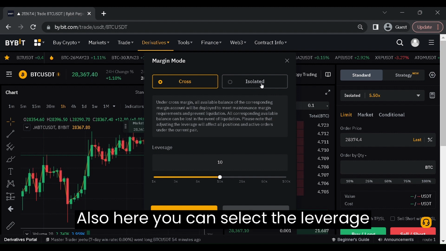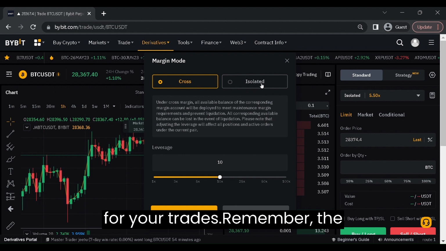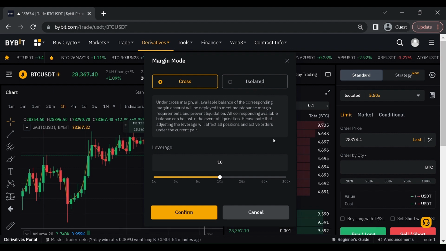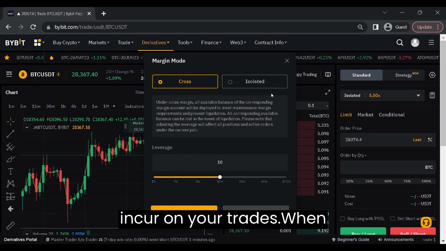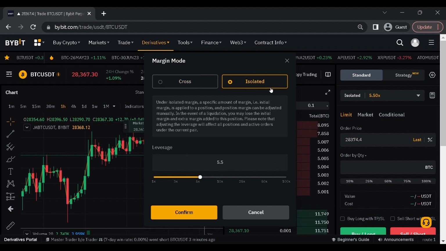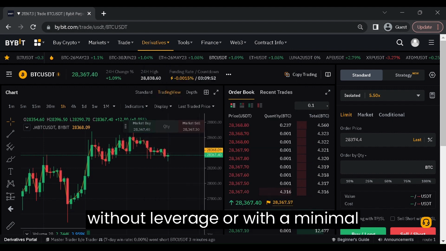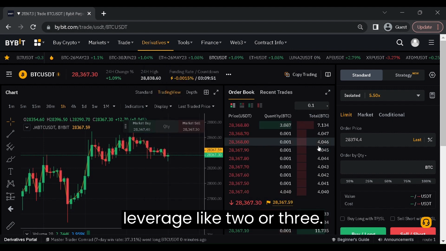Also, here you can select the leverage for your trades. Remember, the higher the leverage you take, the bigger the potential profit or loss you can incur on your trades. When starting out, it is recommended to trade without leverage or with a minimal leverage like 2 or 3.